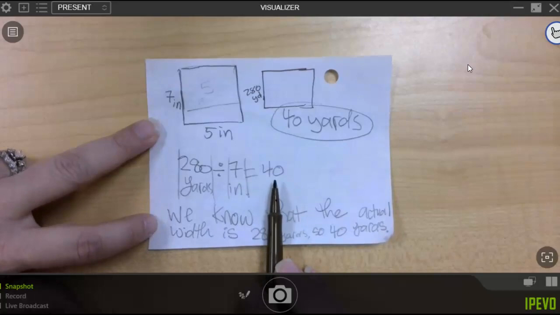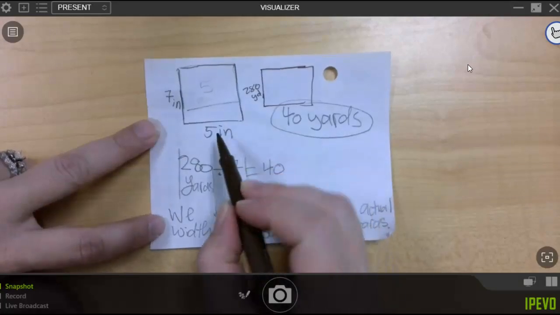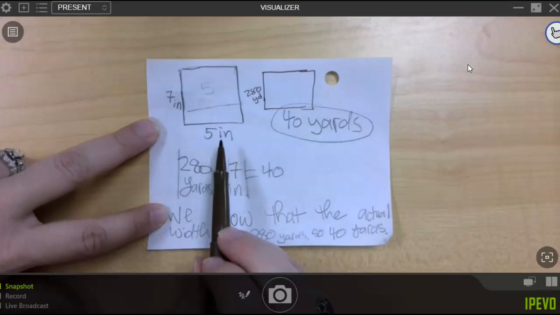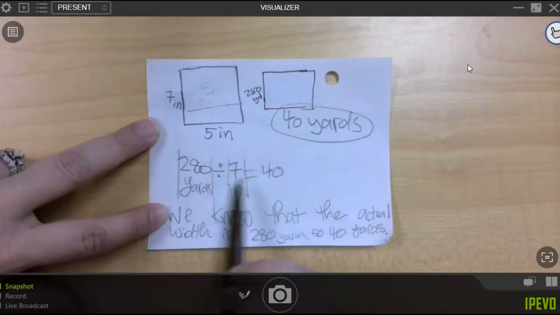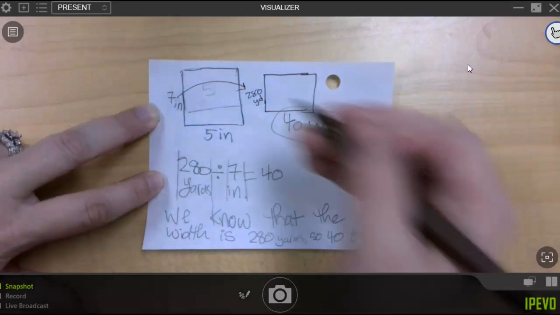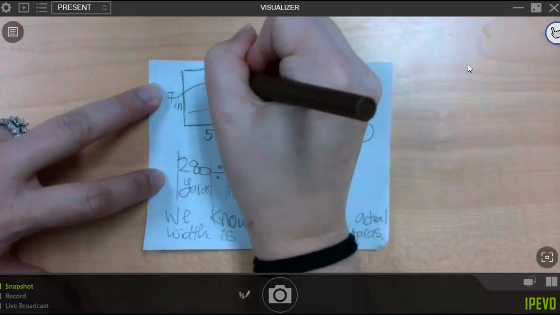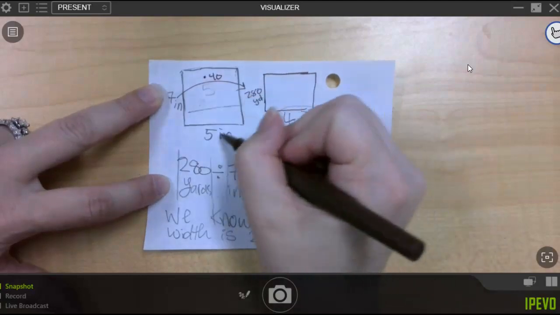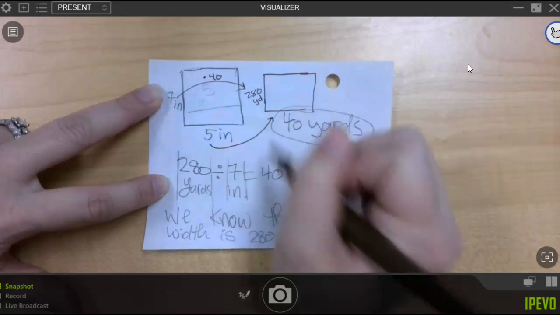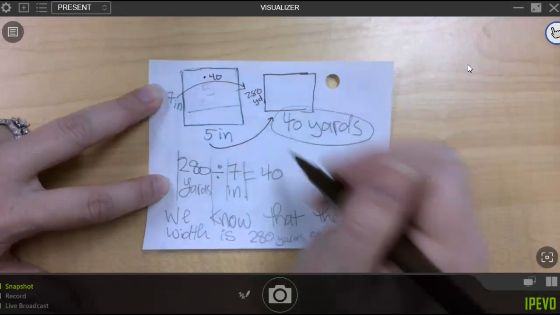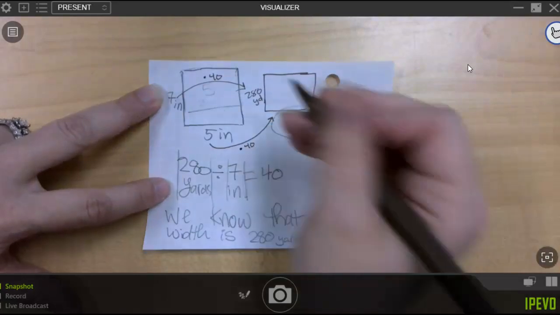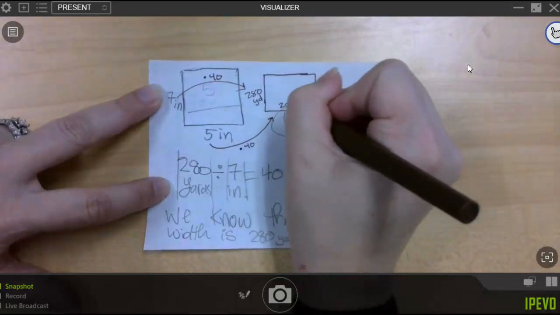Gideon. Exactly. It's like the scale factor, only we've got some different units of measure going on, but it's like that scale factor. So how did this 7 change to a 280? Because we multiplied by 40. So we're going to reuse that 40, but this time we're going to use it in order to figure out what the actual park width is going to be. So 5 multiplied by 40, and 5 multiplied by 40 is 200.